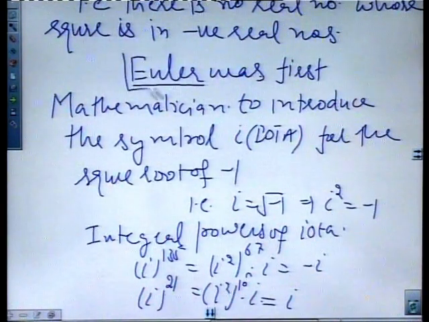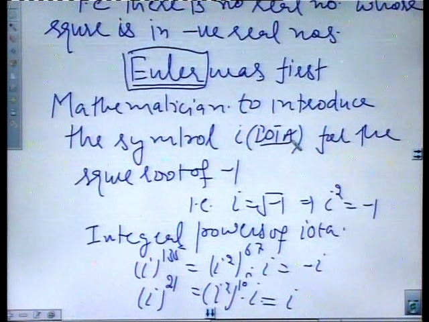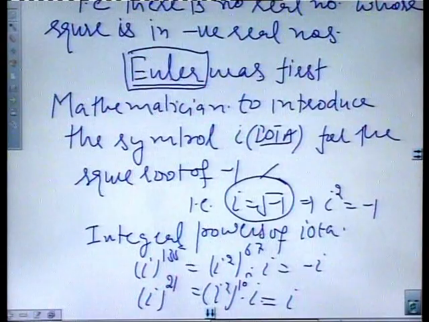Here Euler was the first mathematician who introduced the symbol i, which is actually iota, for the square root of -1. It means Euler was the first mathematician who introduced iota as the square root of -1. Now this helps in exploring the concept of complex numbers. Here iota is square root of -1, it means iota square is -1.